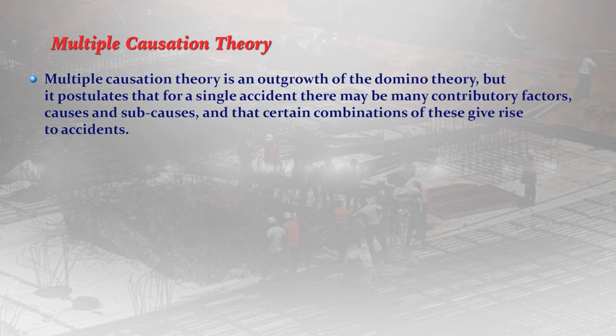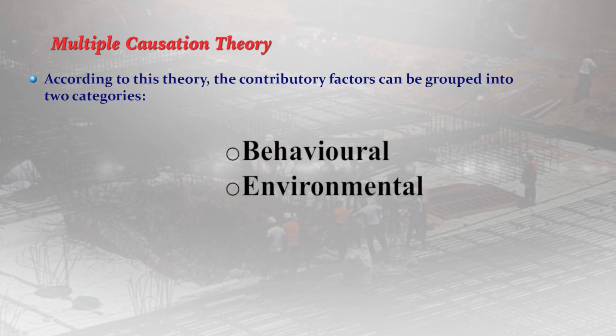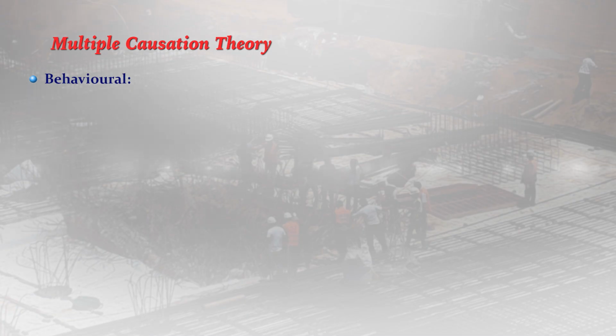So here you find the multiple causation theory as an outgrowth of the domino theory, but it postulates that for a single accident there may be many contributing factors, causes and sub-causes, and that certain combinations of these causes give rise to the accident. According to this theory, the contributory factors can be grouped into two categories. What are these categories? First one is behavioral and second one is environmental.